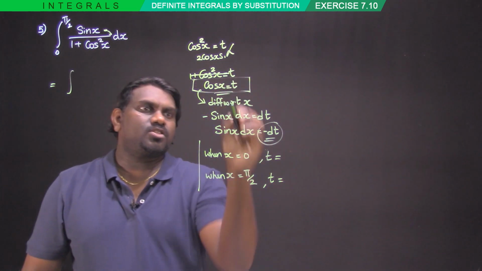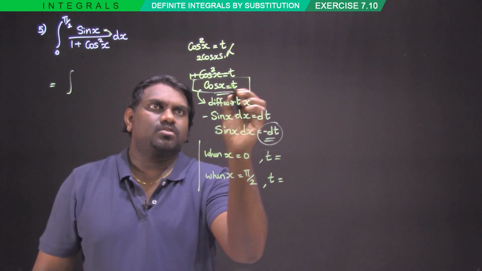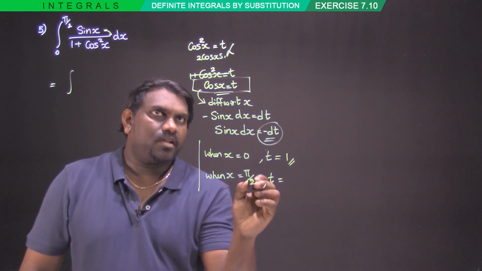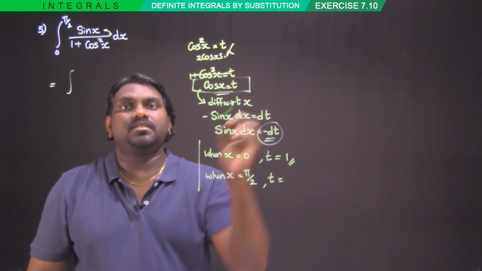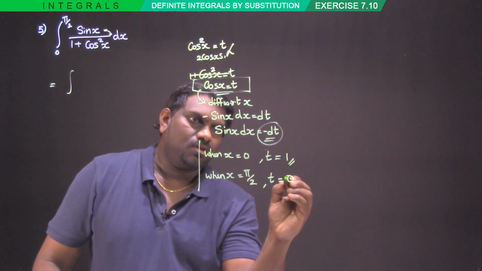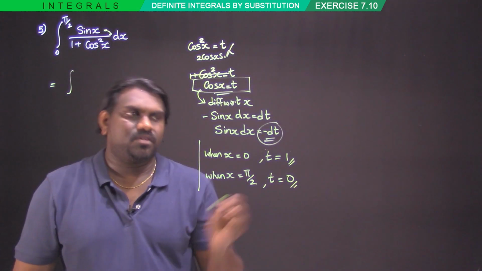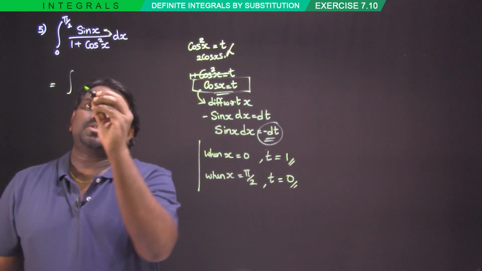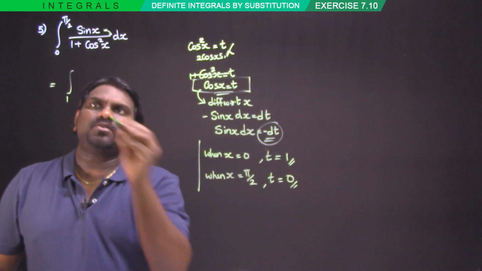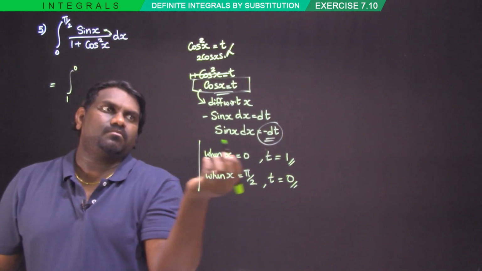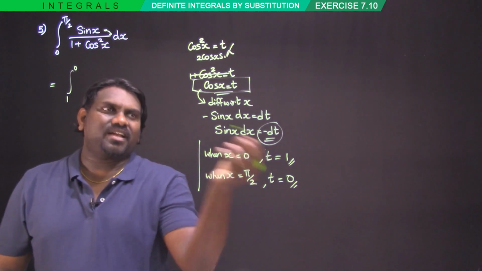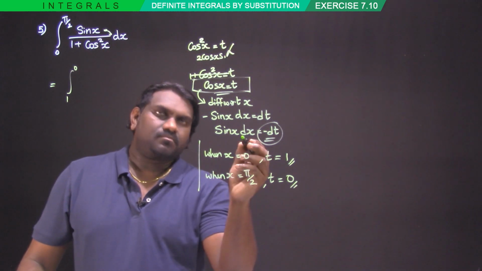When x is equal to 0, cos 0 is 1, so t is equal to 1. When x is 90 degrees, cos 90 is 0, so where it is pi by 2, t is going to be 0. So the limits become 1 at the lower place and 0 at the place of pi by 2. We cannot deny the fact, because this is what we got. Whatever we are getting, you need to put it over here.